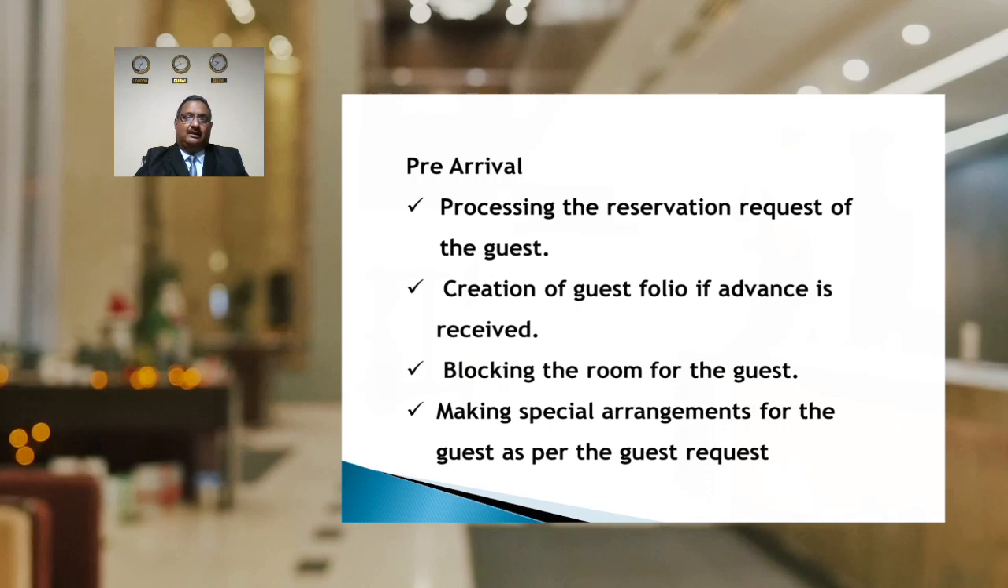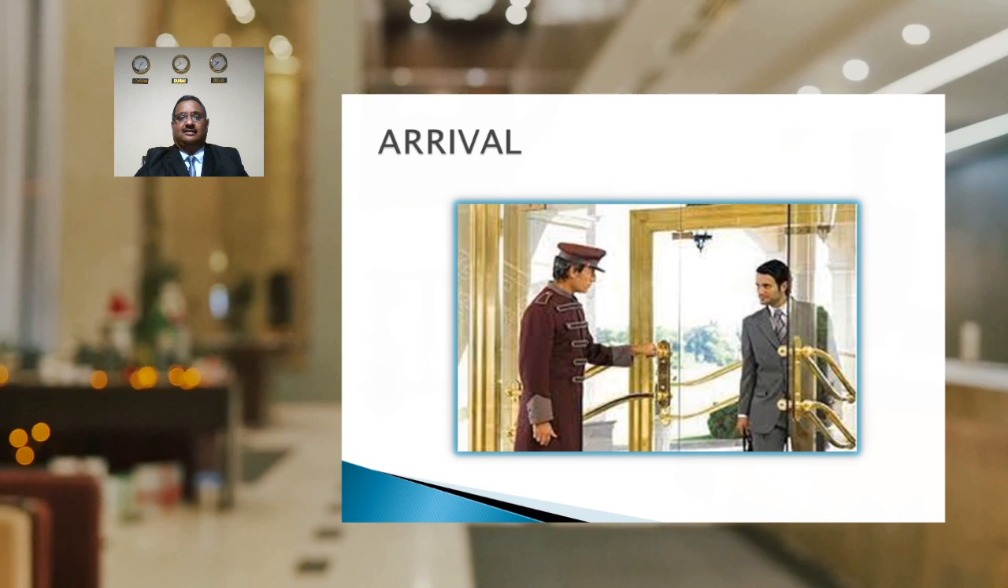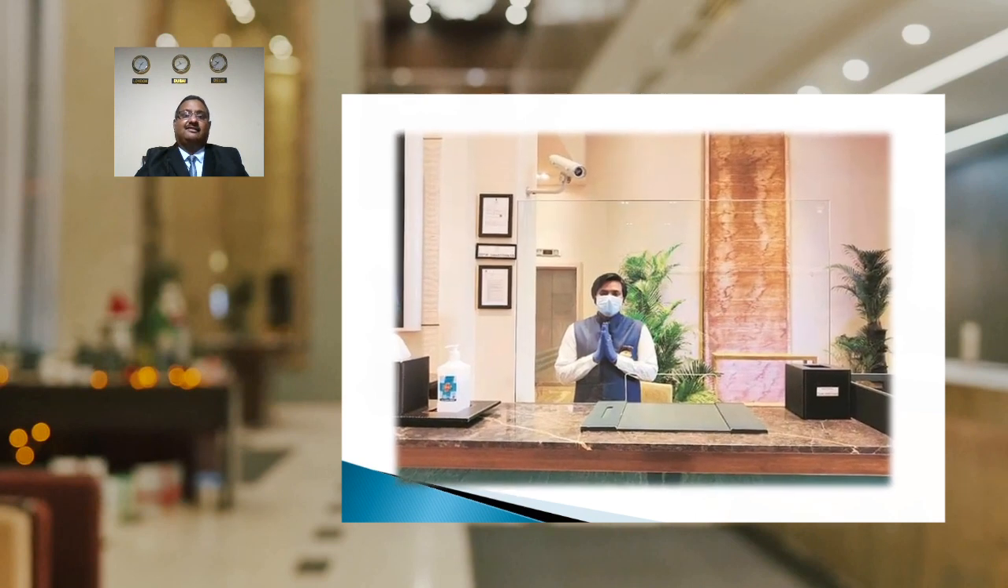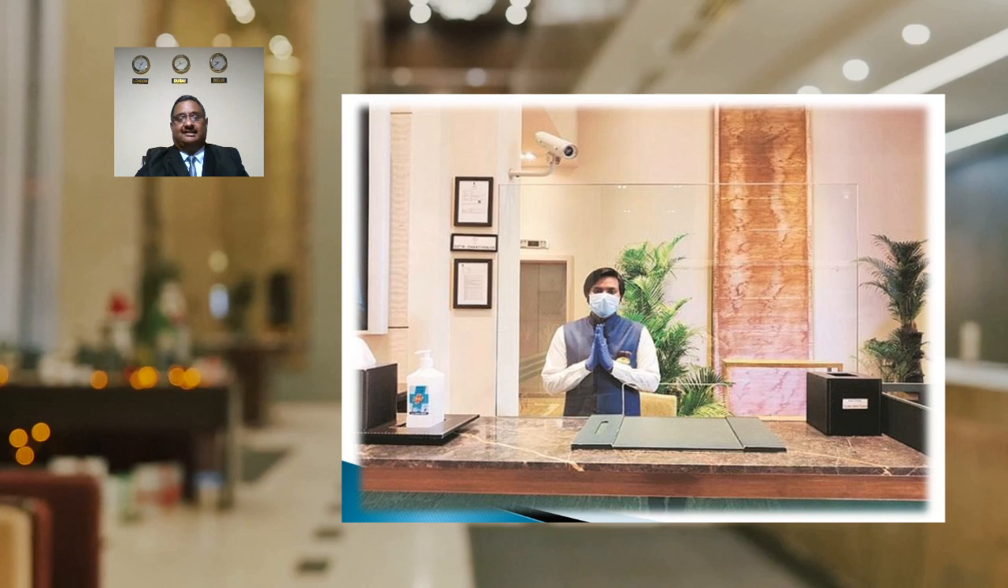Now, the second stage is the arrival stage, which includes registration and room assignment. It's a very important stage where the guests have face-to-face interaction with the hotel staff. This is also a crucial stage as the guest forms an opinion about the standard and services offered to them by the hotel. During this stage, the bellboy receives the guest with his luggage and the front office supervisor greets the guest with a smile, which gives a very good impression to the guest.